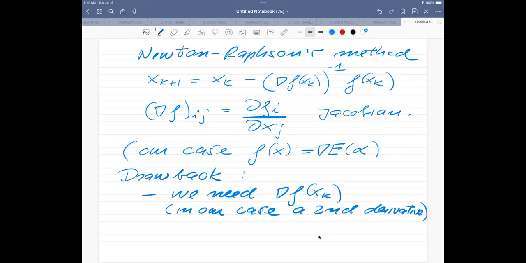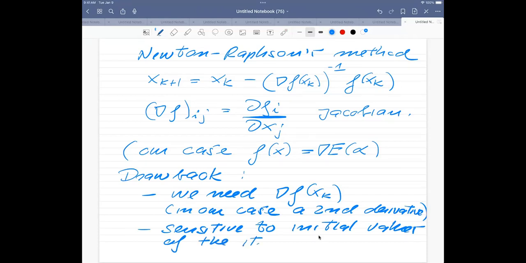The other thing is that it is very sensitive to initial values of the iteration. And this value could be some kind of value x0, which is just the initial guess. So you would typically guess, and if you have an understanding of where the minimum is, then you may come up with a good guess. Else, it may take a lot of time before you converge.